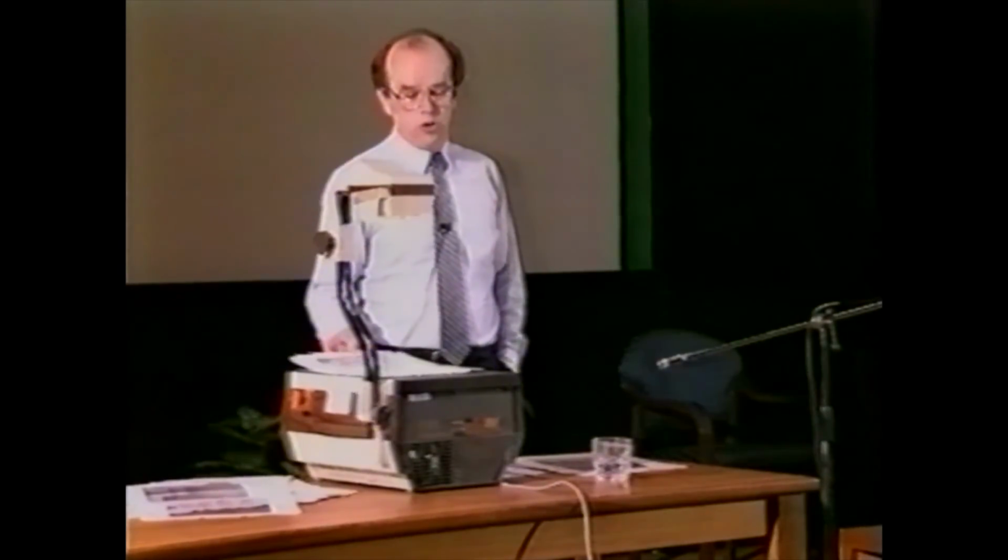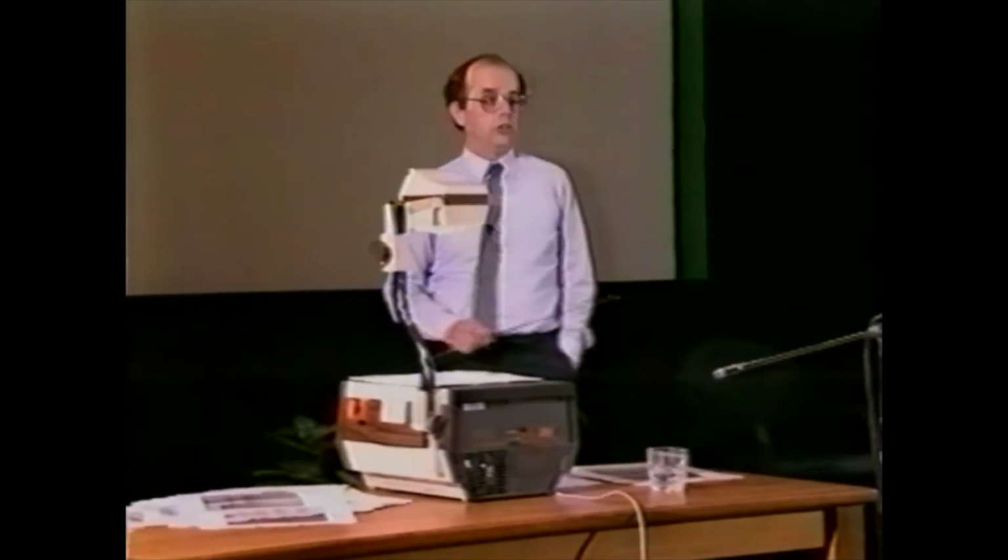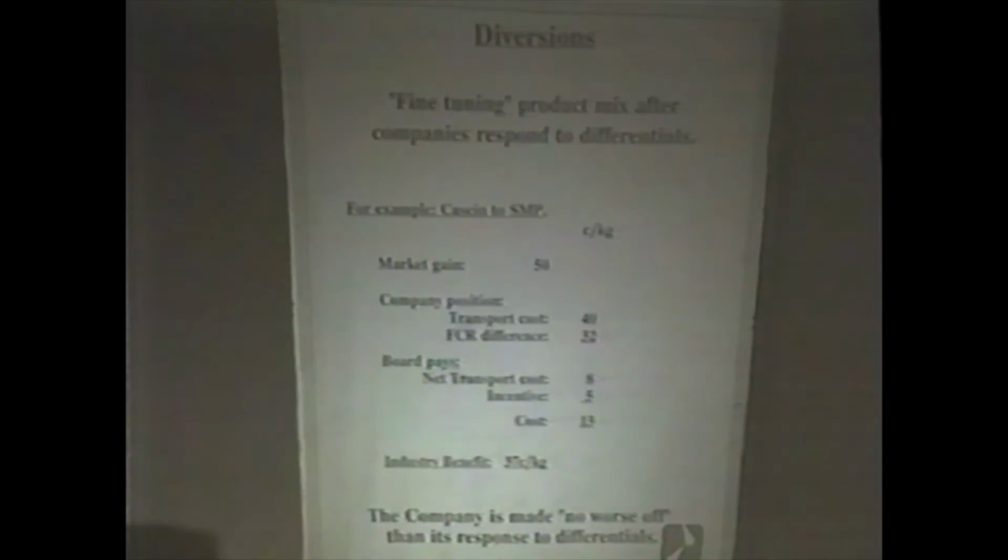Just want to touch on the fine-tuning system that we use of diversions, which again gets a lot of attention when we're negotiating and paying a diversion around the board. So it's important, I think, just to understand quickly the principles of what's involved.